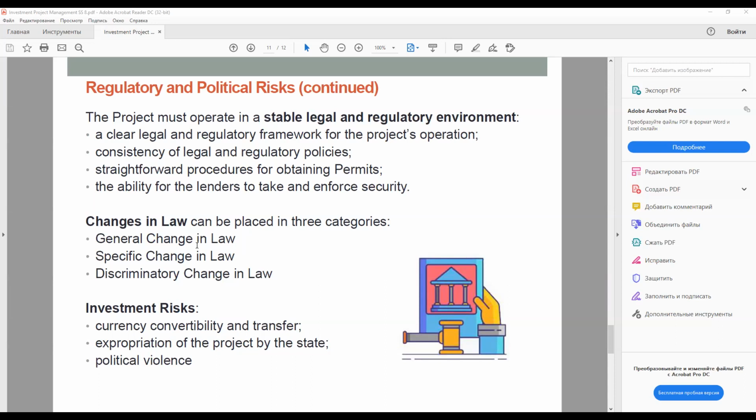And we have investment risks. The standard investment risks are currency convertibility and transfer, expropriation of the project by the state, and political violence, that is war, terrorism, and civil unrest. So that is a political force majeure. Investors and lenders into the country where the project is situated are likely to be concerned about these issues if the project is located in a developing country that is politically unstable or has a lower credit rating.